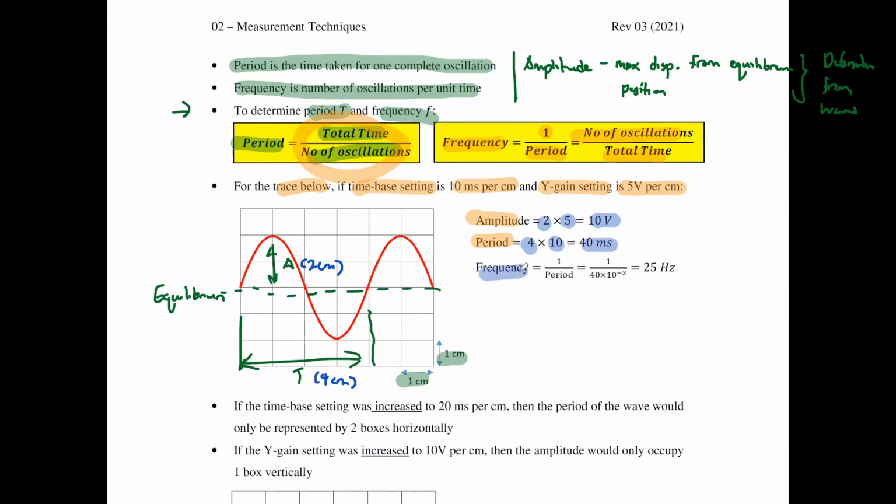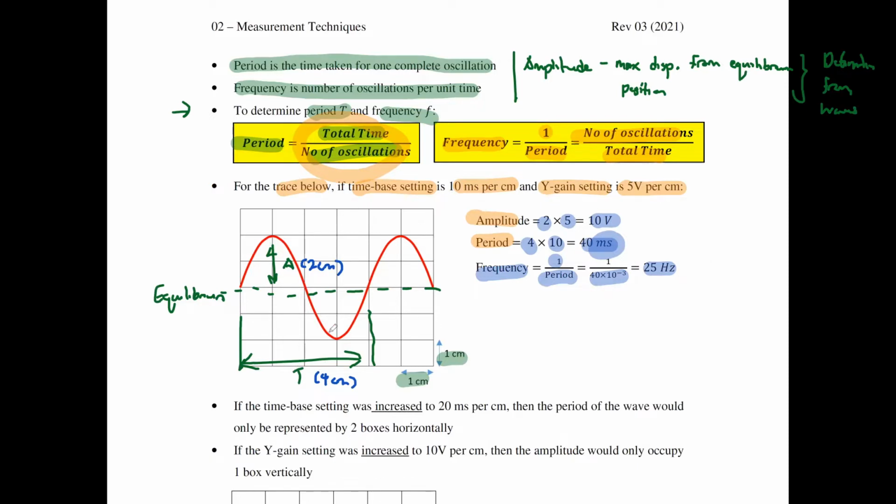From there, the frequency is 1 over the period. Remember to change the milliseconds to seconds. You will eventually get the answer as 25 Hertz. So this is how you read from the CRO screen. Under some past year questions, they may ask you something slightly different, where they ask what happens if I change the Y gain setting and time-based setting.